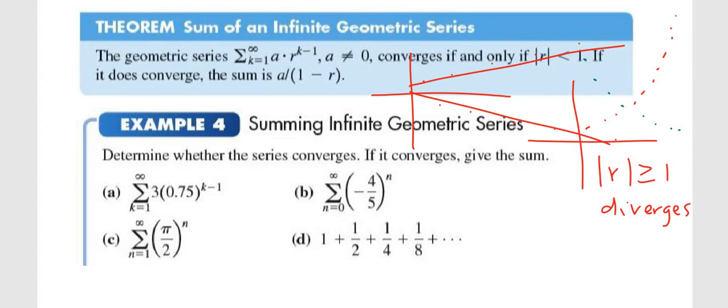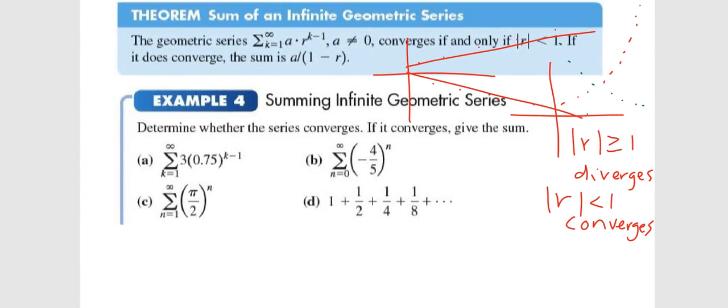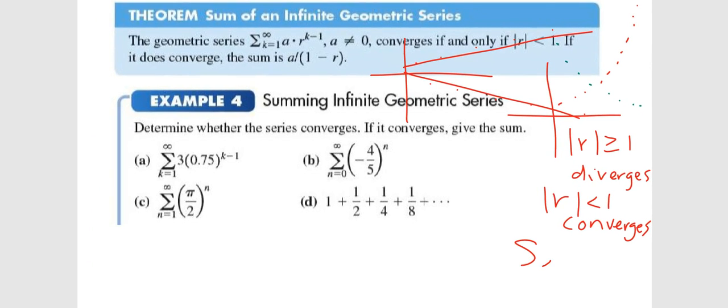Exponential decay. If the absolute value of r is less than 1, then it converges. And if it converges, what does it converge to? We taught you last year that the infinite geometric formula would converge to first term over 1 minus r. So, whatever the first term is, I just need the first term and the ratio, and I'm good to go. Determine whether the series converges or diverges.